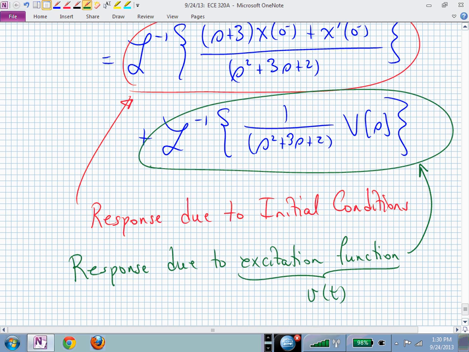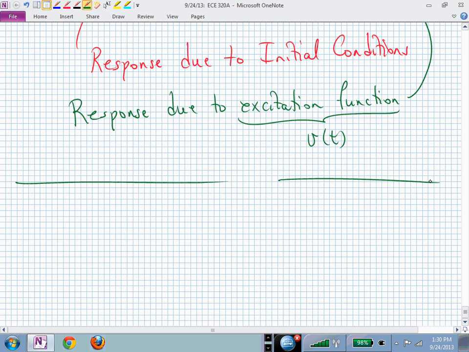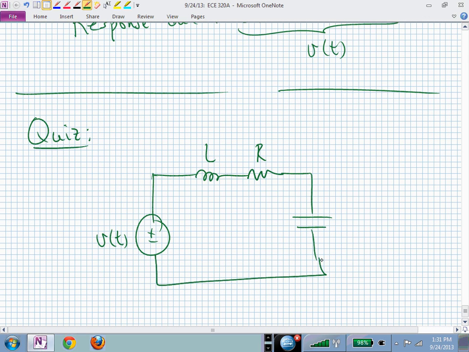Now we can find the initial condition response or the forced response as applied to a circuit. Now what we want to do is understand how we find these differential equations for a circuit, and that's our quiz. Here's a circuit. There's our voltage source, V of t, and I'm just going to leave that as a general V of t. Then that's going through an inductor and a resistor, and all of those are in series with a capacitor.